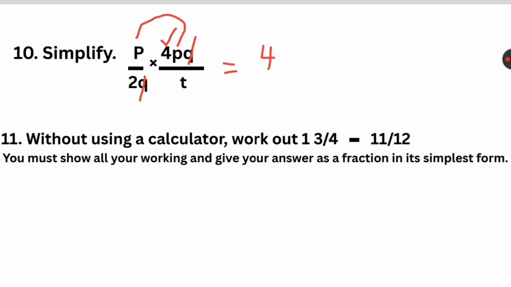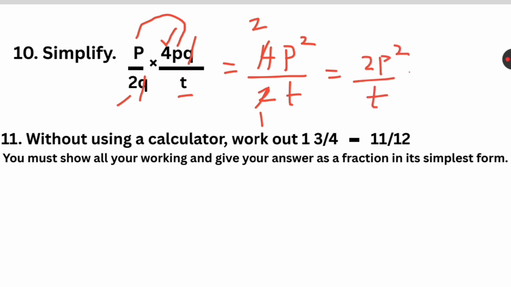p times p, which gives p power 2, divided by, first write the number. At the denominator we have a 2, then we have a 4. And here we can cancel, 2 times 2 is 4. So what we are left with is 2p power 2 divided by 4. That's it. Now let's go to another question.